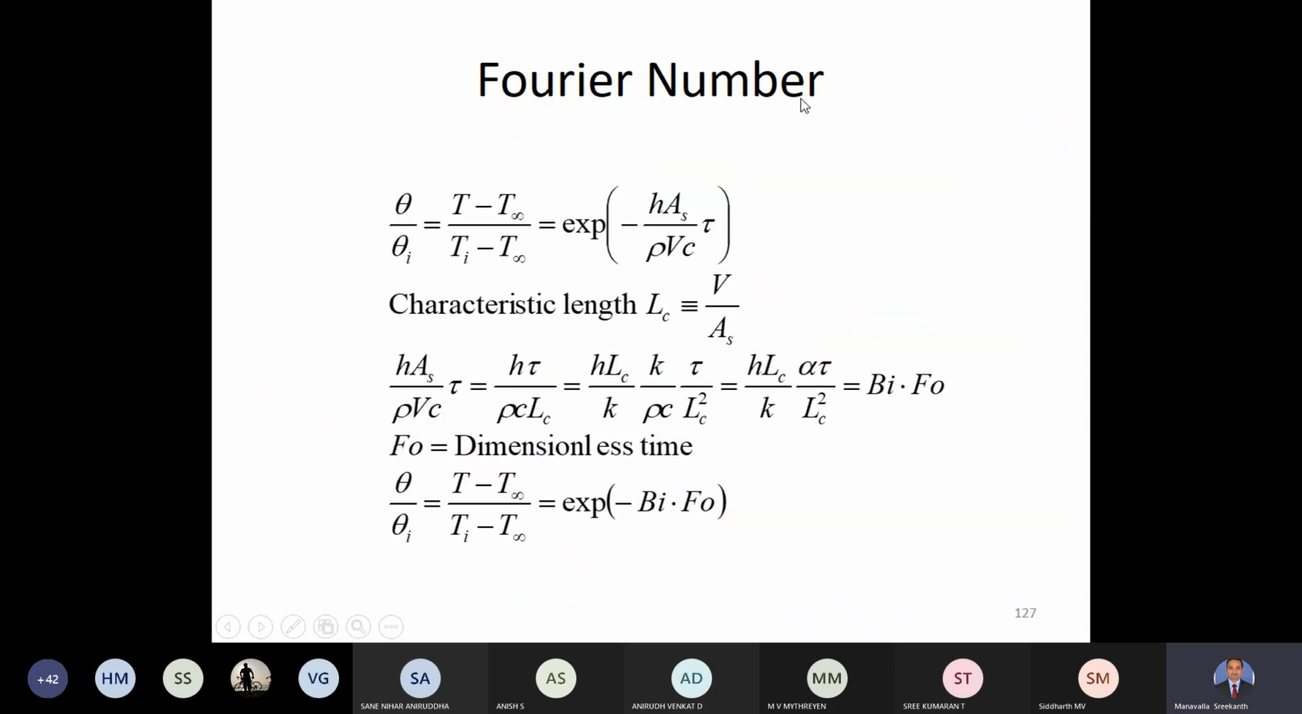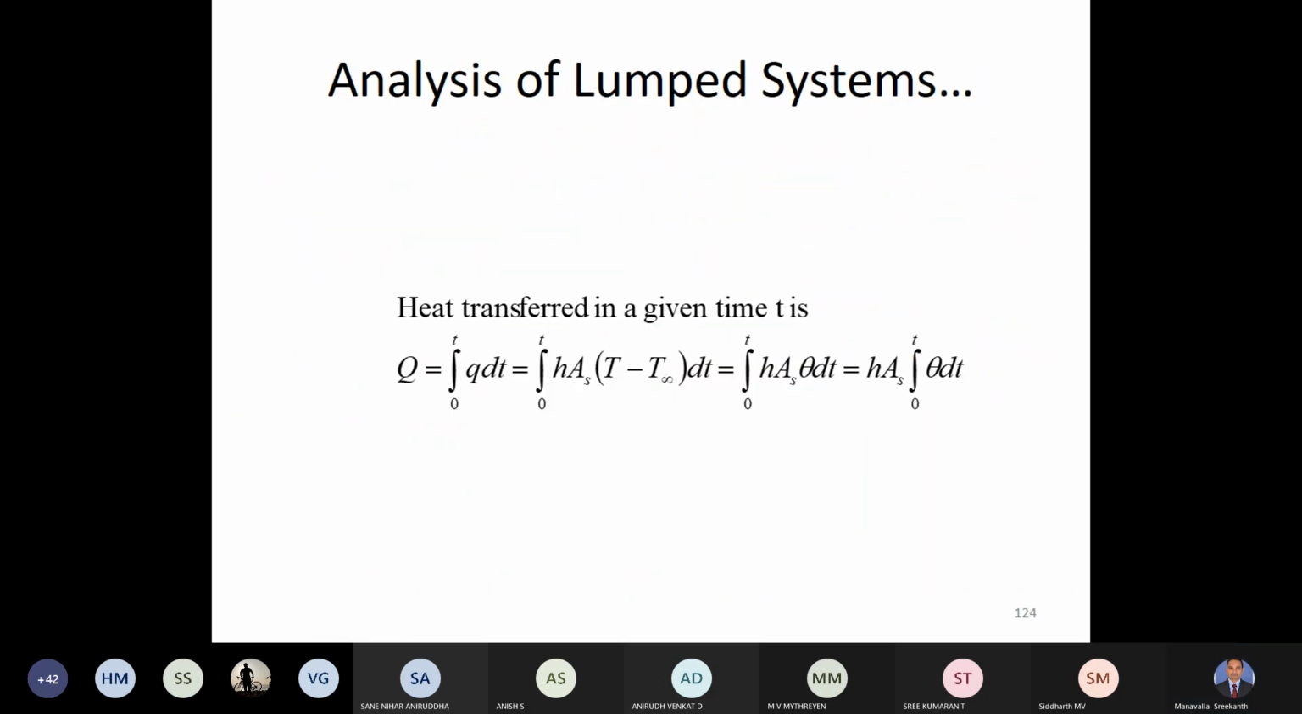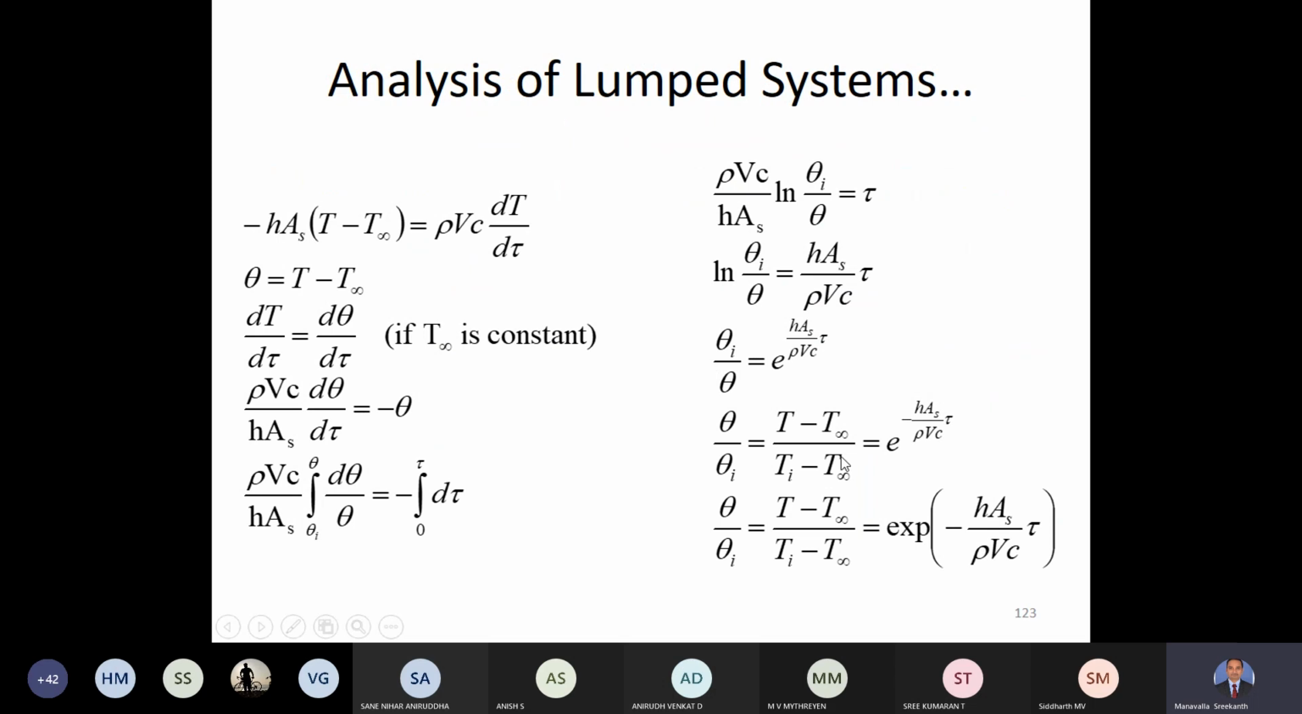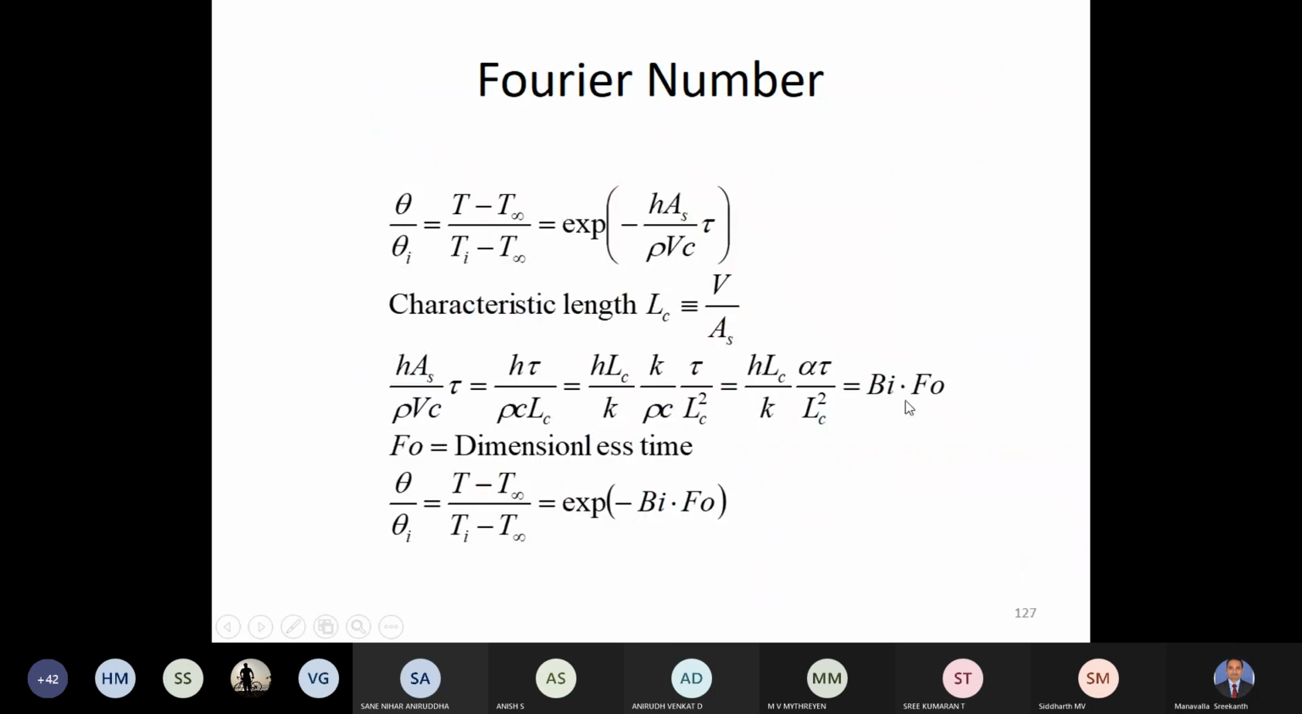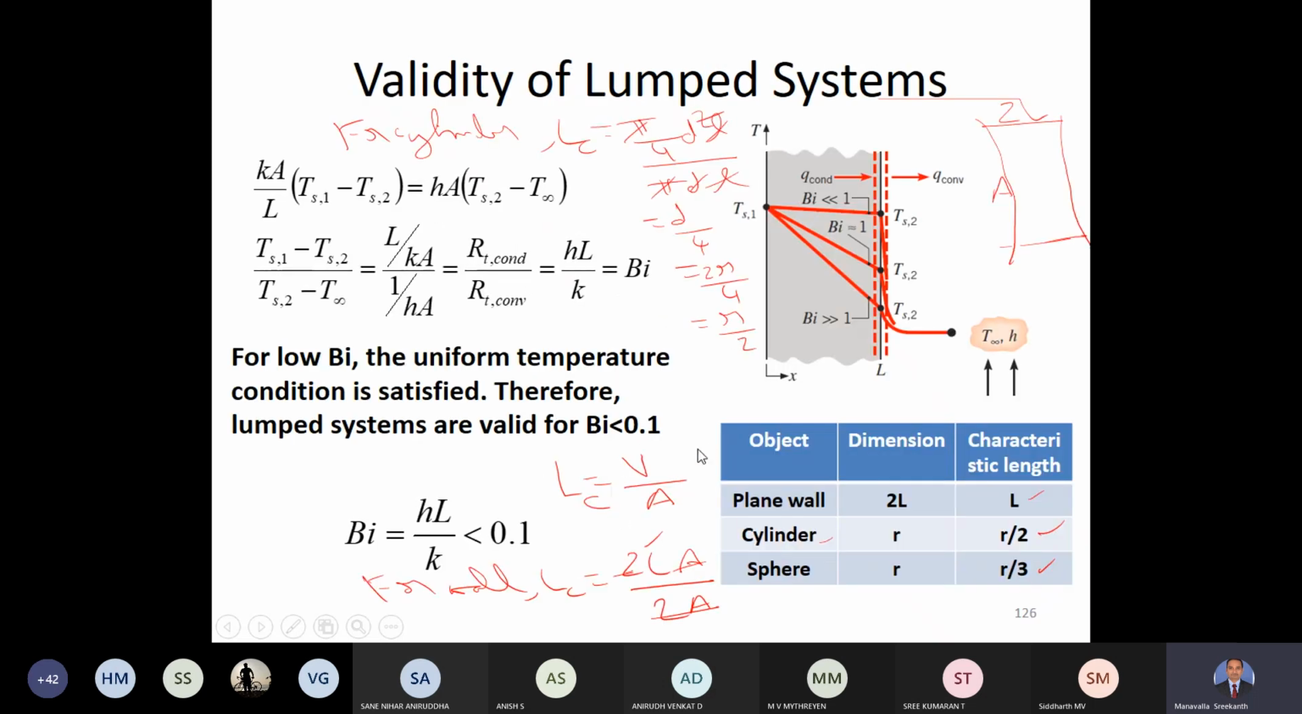Now there is another non-dimensional number called the Fourier number. Let us see what it is. Now just look at this equation. This is nothing new. This is the same equation as we have seen earlier. So this is the ratio of temperatures, exponent of minus hA by rho Vc tau. So temperature difference ratios, exponent of minus hAs divided by rho Vc and multiplied by tau. The characteristic length is volume divided by the surface area. So this is what we used here to calculate the characteristic length.